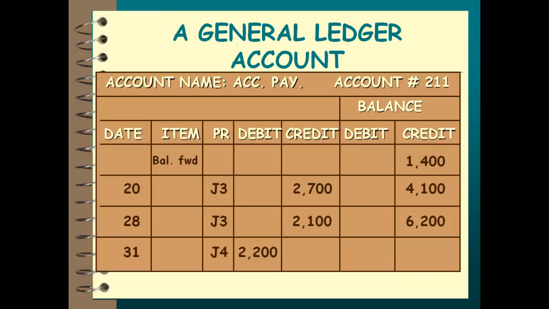Finally, my last entry is a debit entry. I have a credit balance. I make a debit entry. Same side or opposite side? Opposite. Add or subtract? Subtract. I get $4,000. It is a credit.